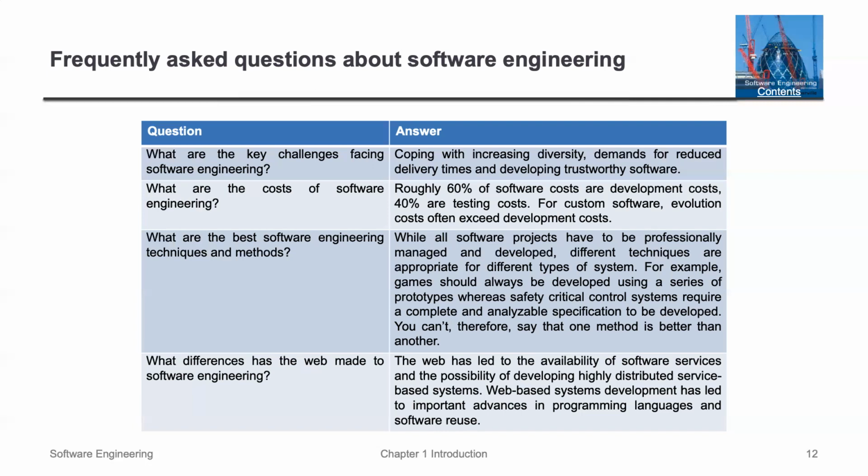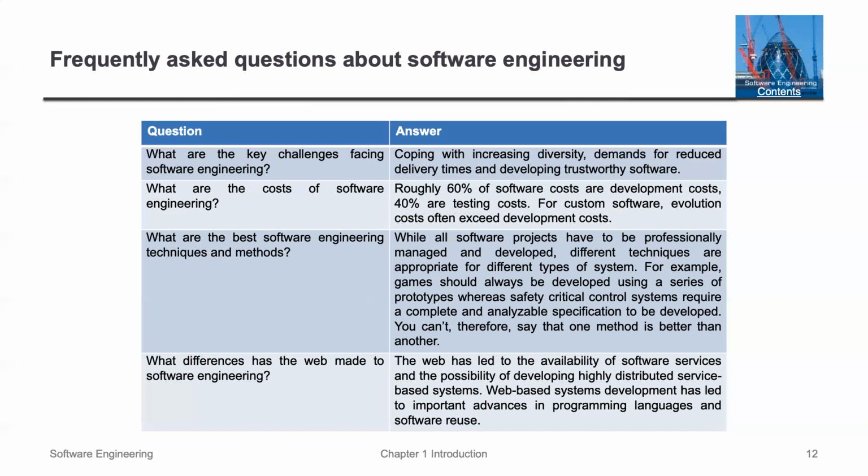What are the best software engineering techniques and methods? While all software projects have to be professionally managed and developed, different techniques are appropriate for different types of systems. You can think of, say, games, which would be developed using a series of prototypes, whereas safety critical control systems require a complete and analyzable specification to develop. So what is the tolerance for failure or some type of issue? Some things have to be extremely resilient. That's one of the things you'd have to think about.